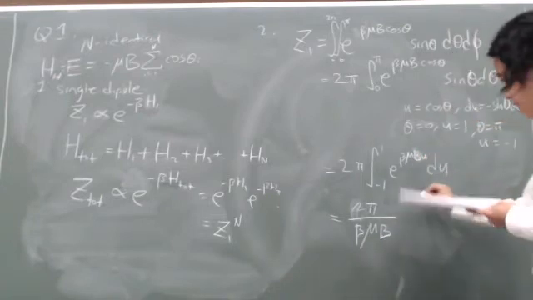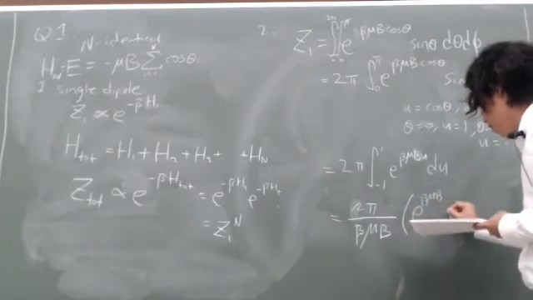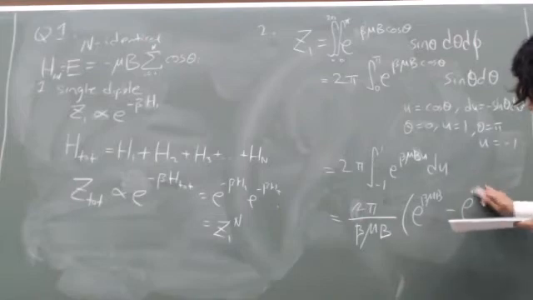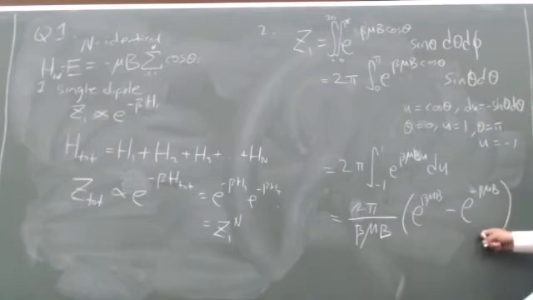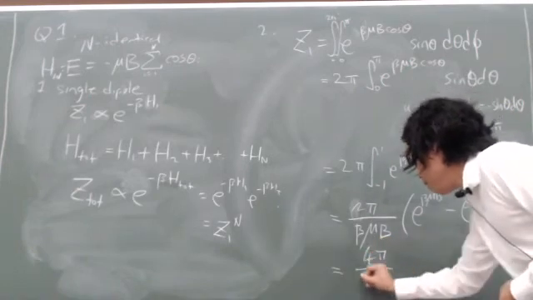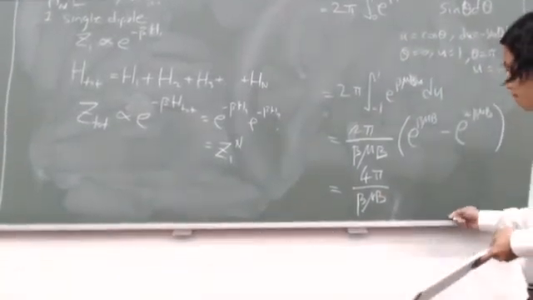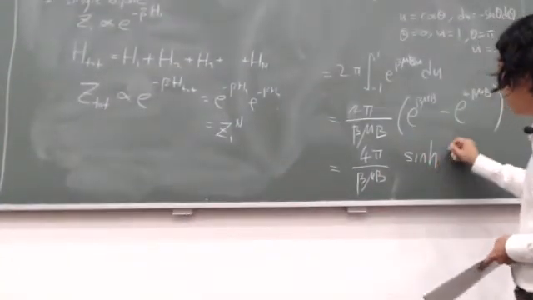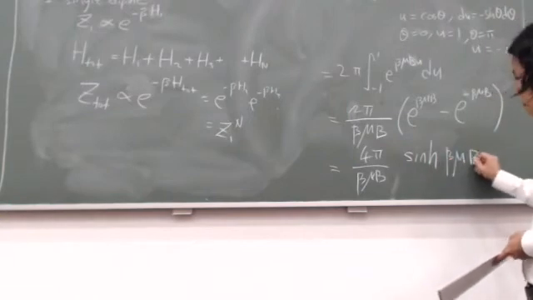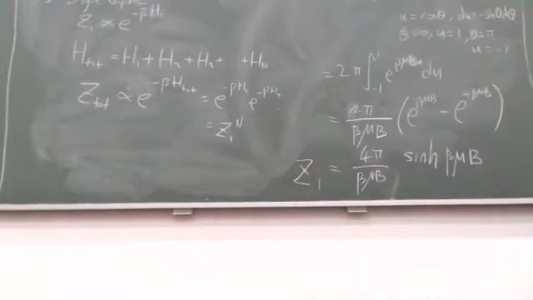Beta mu b, and then inside you have e to the beta mu b minus e to the minus beta mu b. So this thing is 2 times the hyperbolic sine function. So in total, your partition function is 4 pi over beta mu b times the hyperbolic sine of beta mu b. And that's the partition function for a single dipole.